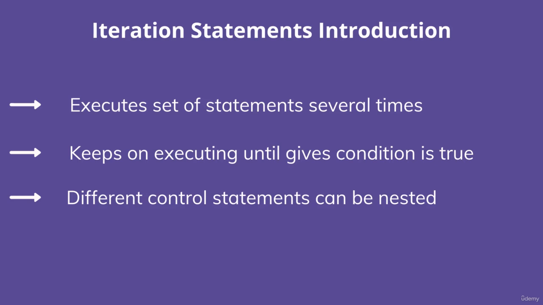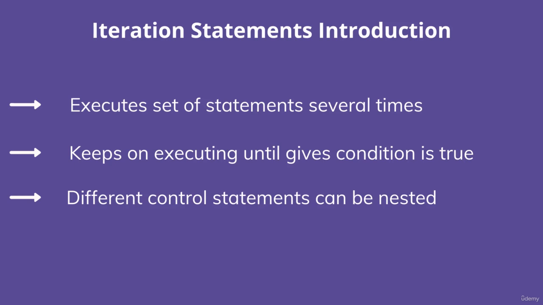Such things can be done by iteration statements, as this is a statement which allows the execution of a particular block of code multiple times or several times. Whenever you write a loop, you will have to pass a condition so that until and unless that condition is true, the loop will keep on executing, and as soon as it is false, the loop will get terminated. For example, as I said, I want to find all the even numbers from 1 to 100.